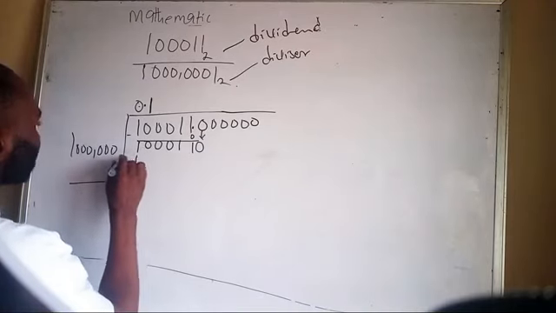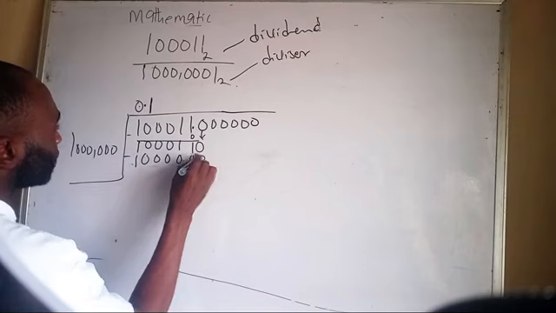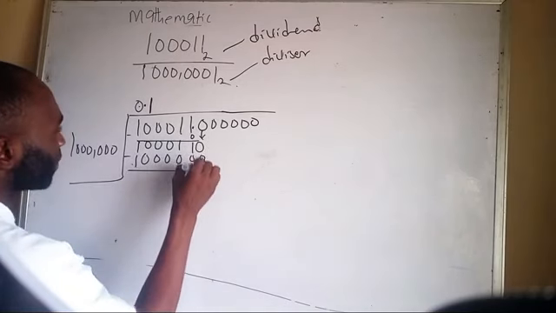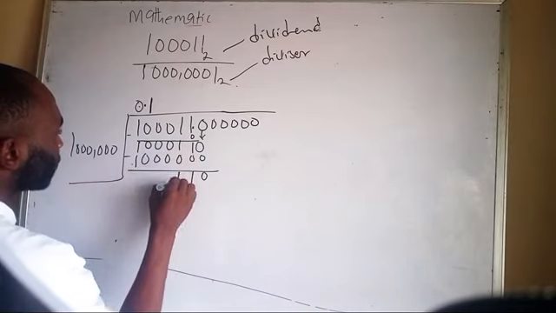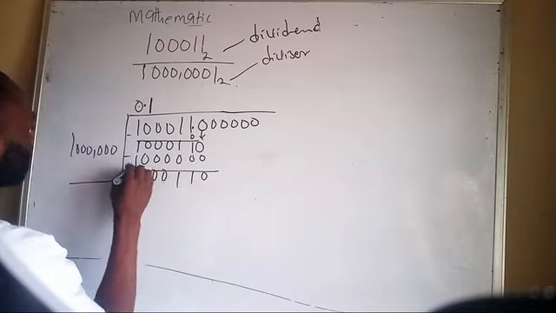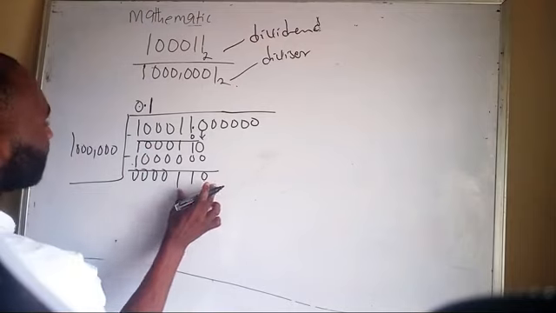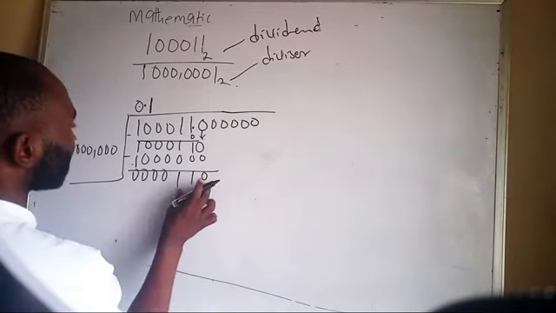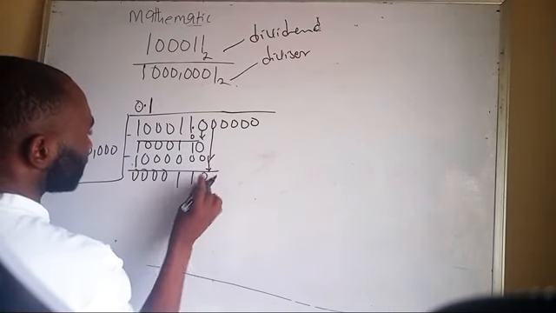So you write it and subtract: 0 minus 0 is 0, 0 minus 1 is 1, 0 minus 1 is 1, 0 minus 0 is 0, 0 minus 0 is 0, 0 minus 0 is 0, and 1 minus 1 is 0. So this is what you have here.